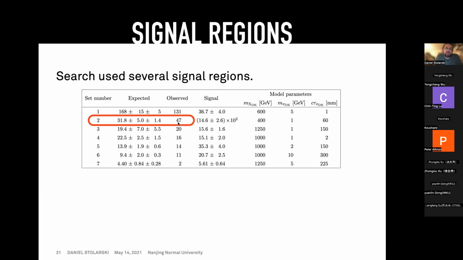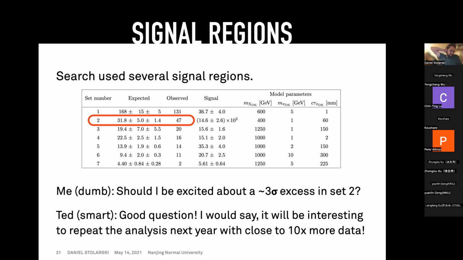So a friend of mine worked on this for CMS, and me, a dumb theorist, asked him, should I be excited about the 3 sigma excess in set number 2? And Ted Kohlberg, who's an experimentalist who's not dumb, he did not throw all the cold water on me. He said, I think it'll be interesting to repeat the analysis next year with close to 10x more data. Of course, next year is now 2 years ago, but they do have 10x more data, and they are working on it as far as I know. So someday soon, if this thing is real, we will see exactly what's going on with it with a lot more data.